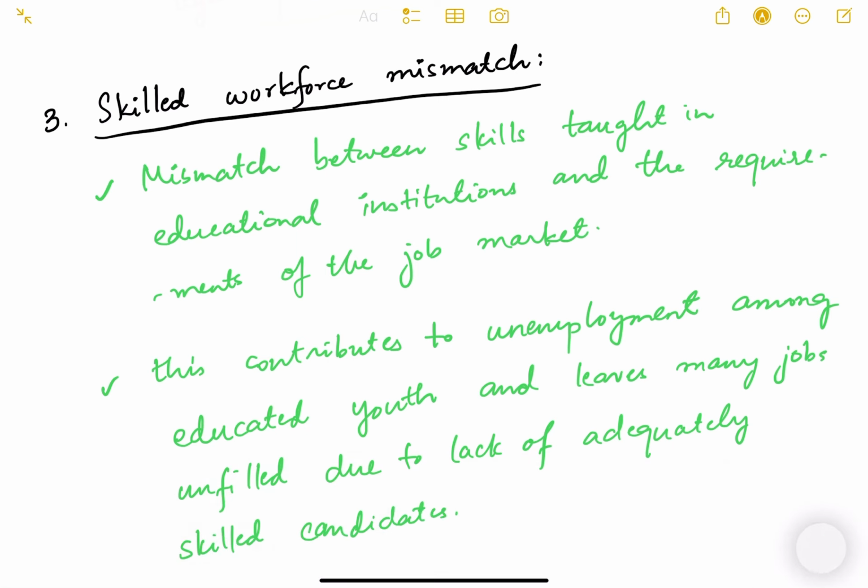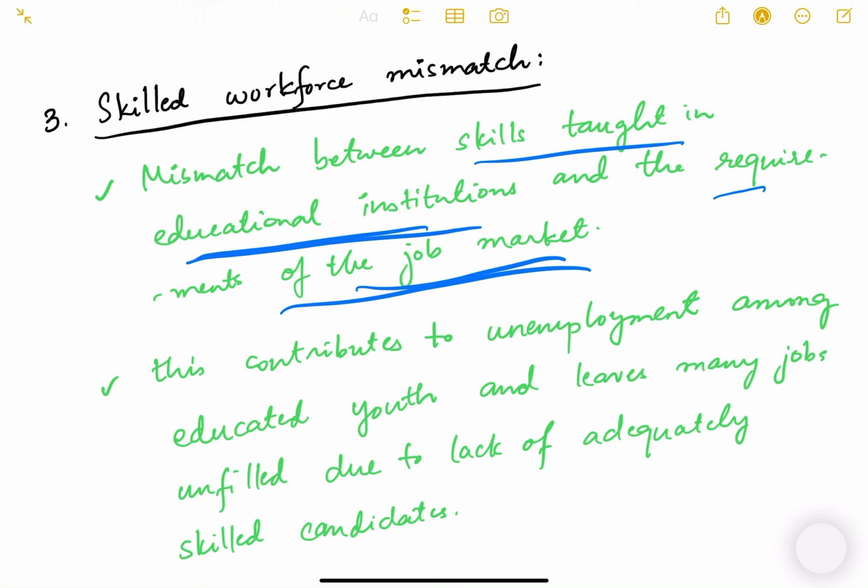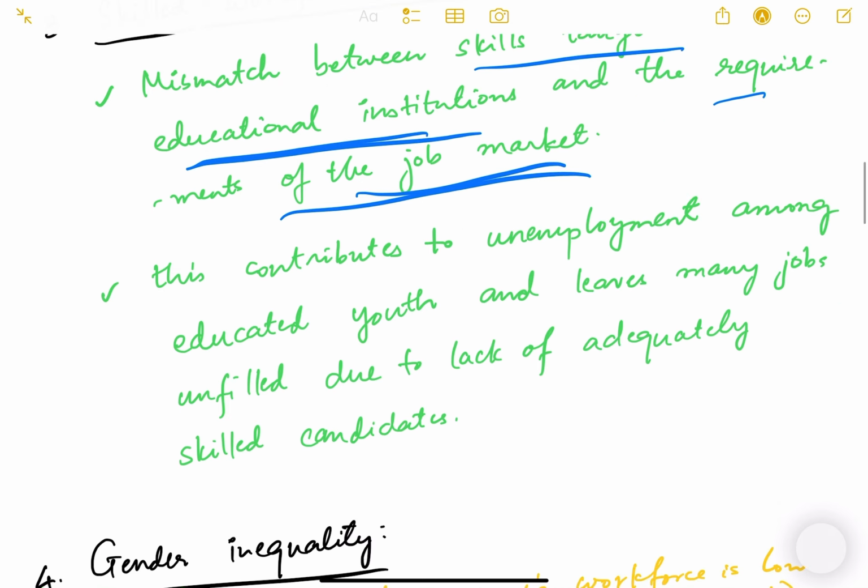There is a mismatch between skills taught in our educational institutions and the requirements of the job market. What industries want and what we are skilling our students in our educational institutions, there is a mismatch between that. We need to bridge that gap. And this gap contributes to unemployment among educated youth and leaves many jobs unfulfilled due to lack of adequately skilled candidates. Especially, I will tell you an example in the IT sector.